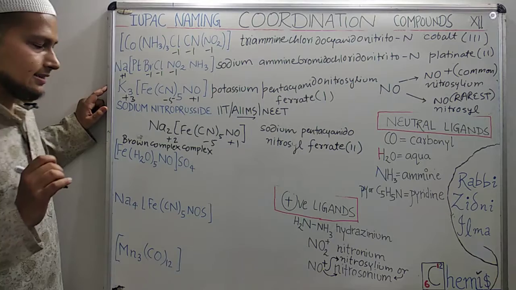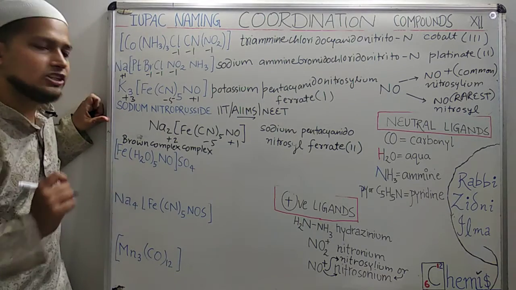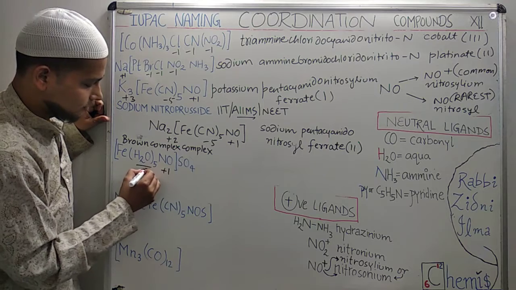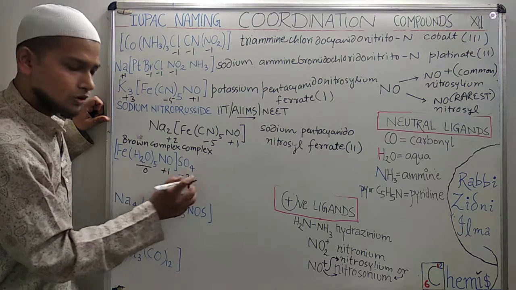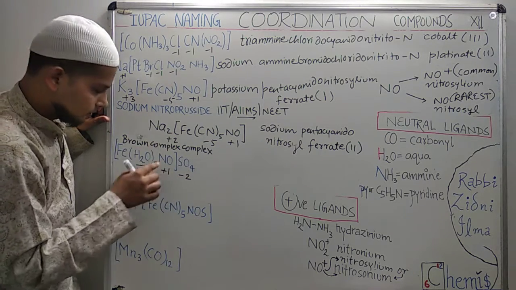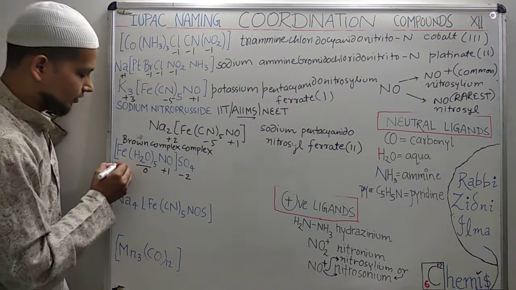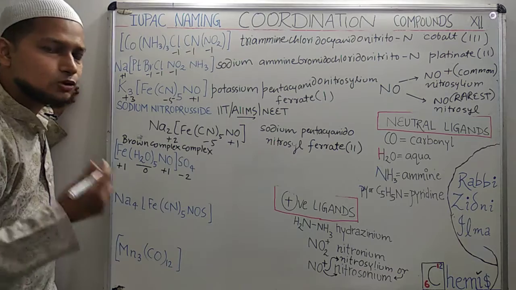In most of the cases the question is asked, what is the oxidation state of iron? Look here, +1, water is 0, and sulfate is -2. 2 minus 1, 1. So it will give us what? Fe in +1. So the oxidation state of Fe will be +1. This is the question asked.